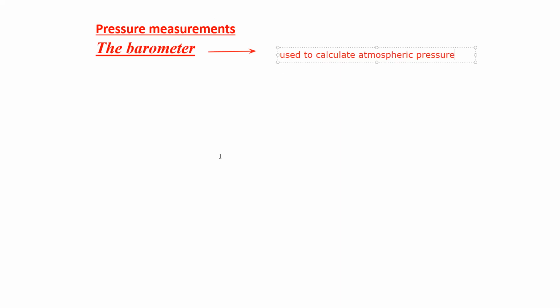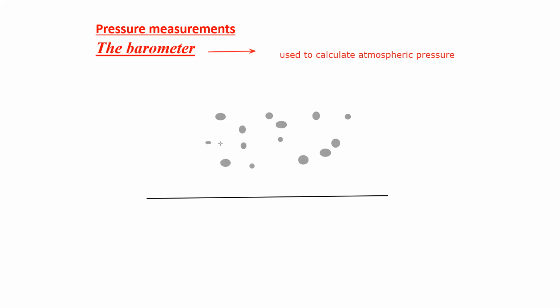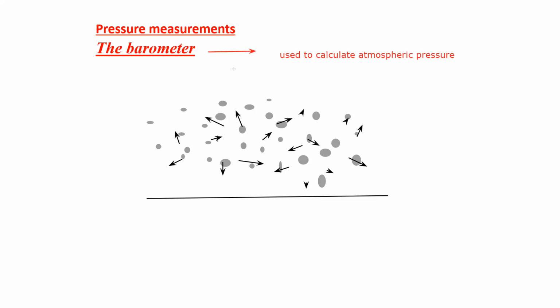Why is the atmosphere exerting pressure? Example, this is the ground, a surface, and our atmosphere contains air, and air is a mixture of different gases. Oxygen is there, nitrogen is there, other inert gases, as well as carbon dioxide. So these are the gas particles which are present in air, and these particles are moving randomly.